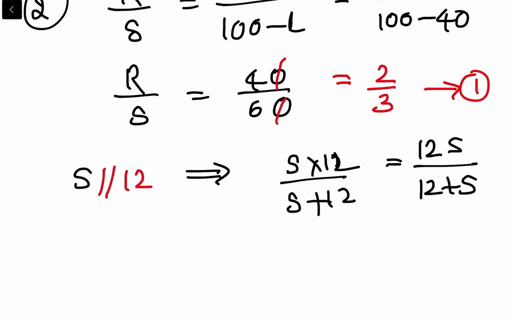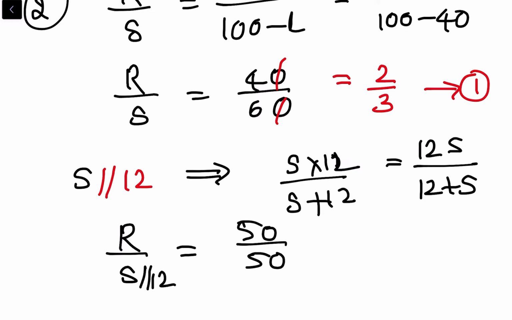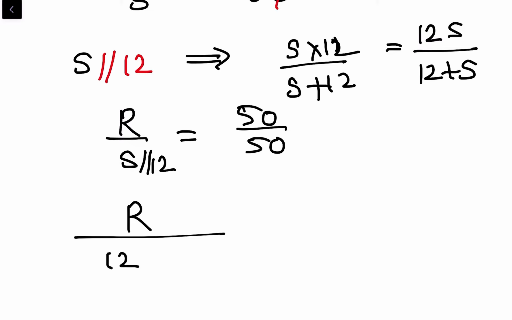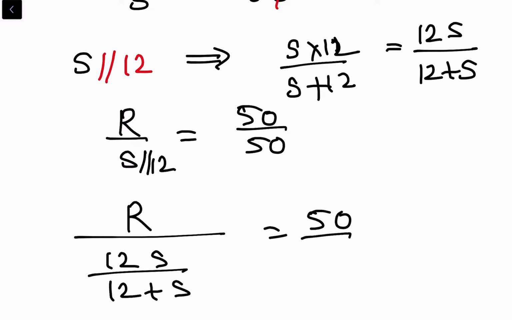This is all for the second place. Now we will do the problem again, that is R by S is equal to 50 by 50. But S is in parallel with the 12, therefore we will rewrite it. R divided by S parallel with the 12 means 12S by 12 plus S, that is 50 by 50, which is equal to 1 by 1.